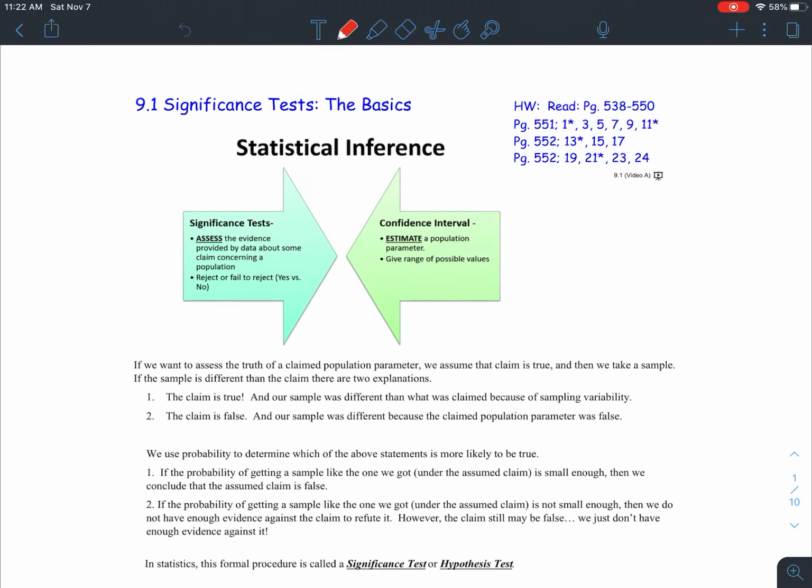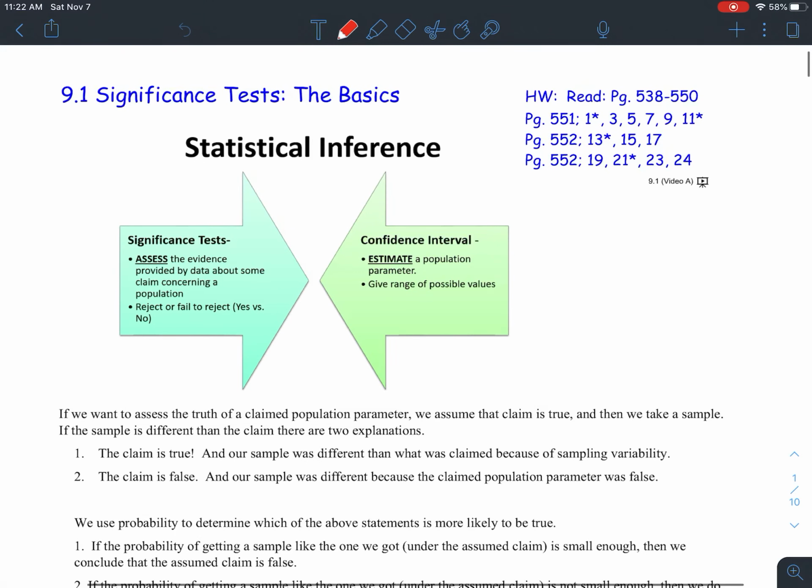Okay, we're going to start chapter 9 here in this video, where we're going to be moving away from confidence intervals and looking at the second type of statistical inference, which has to do with significance tests. There are two main statistical inference methods that we study in AP Stats, and we're just coming off the heels in Chapter 8 of having spent a lot of time looking at confidence intervals.